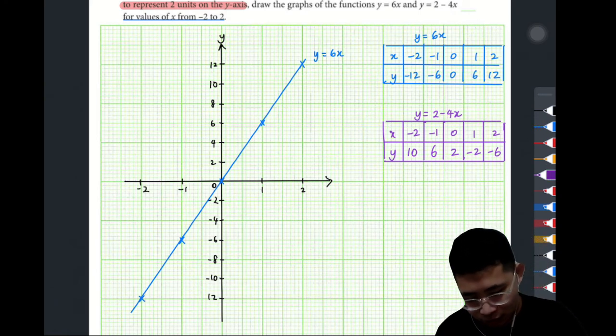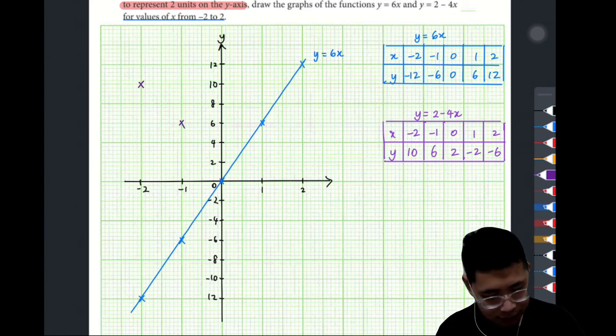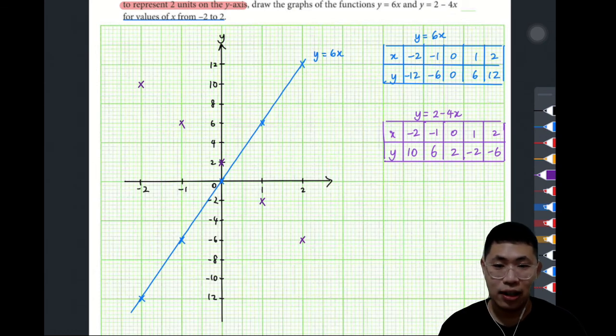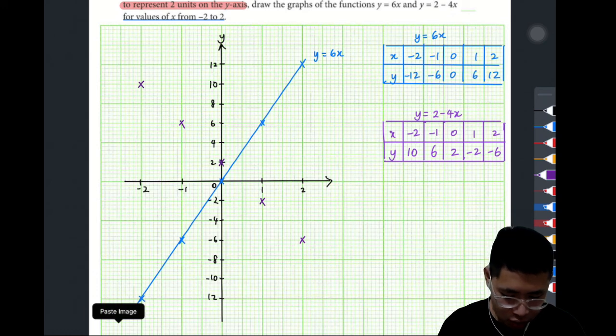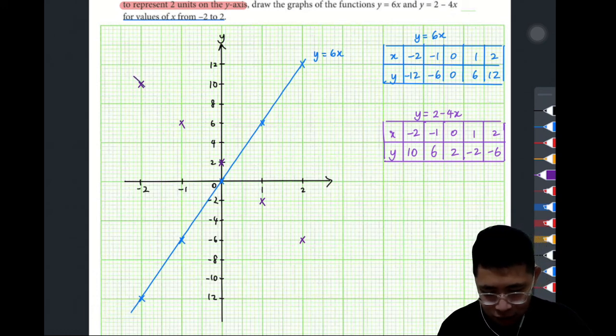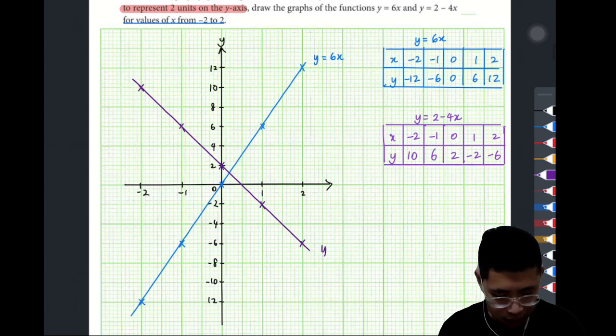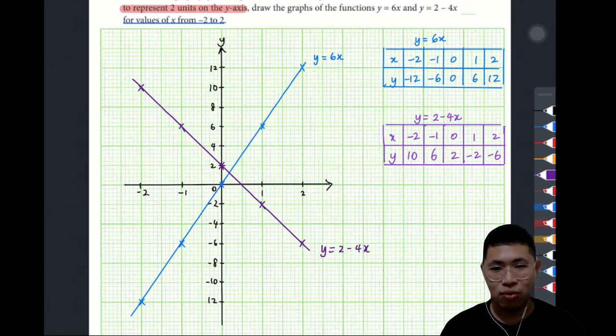The purple one would be -2 and 10, -1 and 6, 0 and 2, 1 and -2, 2 and -6. So this one you pay attention, yeah? So the second graph would look like this. Two functions, two different graphs. So I'm just going to draw. Oh no, it's crooked. Okay, so this would be y equals 2 minus 4x. So two relationships, two functions, two graphs.